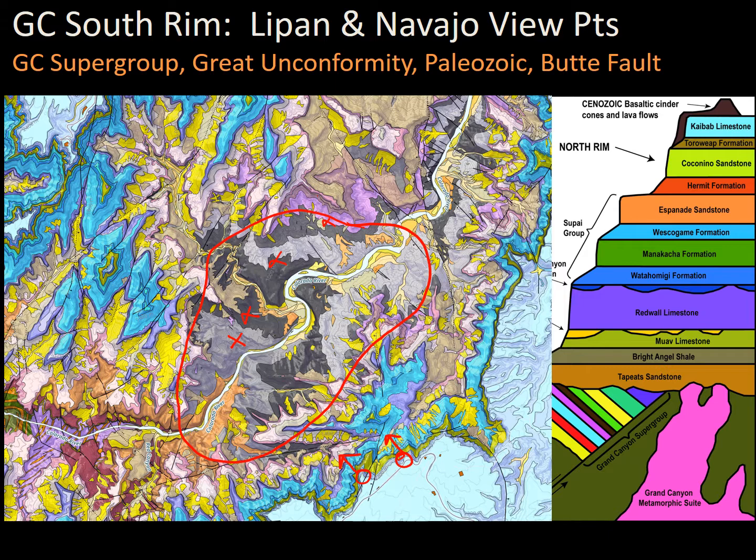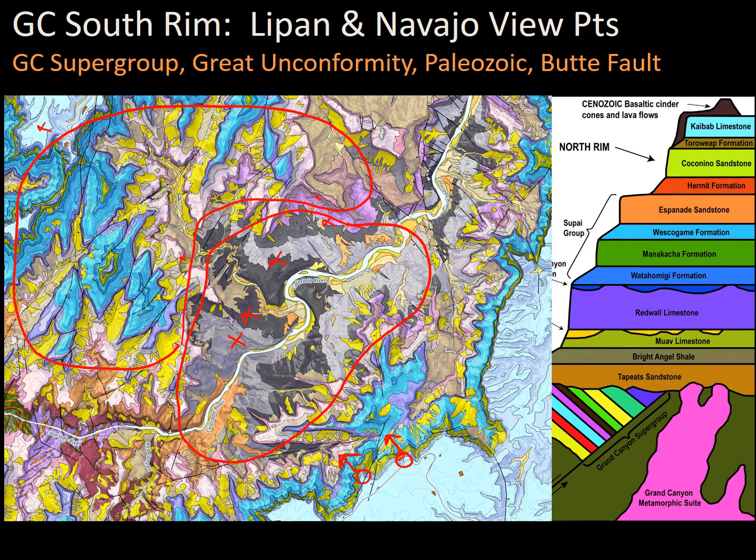And from this rock type here, which is not as obvious here, is the Tapeats Sandstone. That's the base of the Paleozoic sequence. And all of this stuff above that layer is the Paleozoic, all the way up through the lightest blue here, which is the Kaibab limestone.